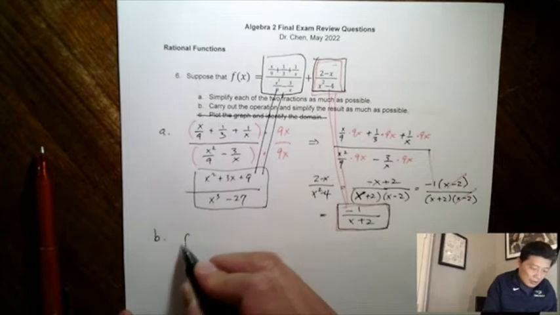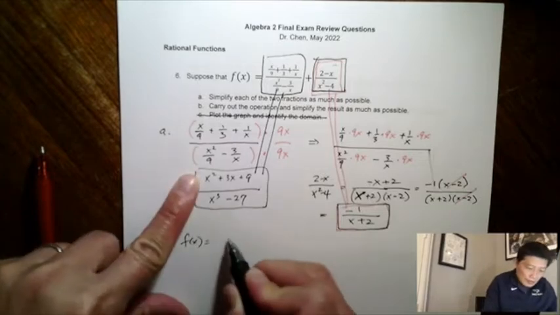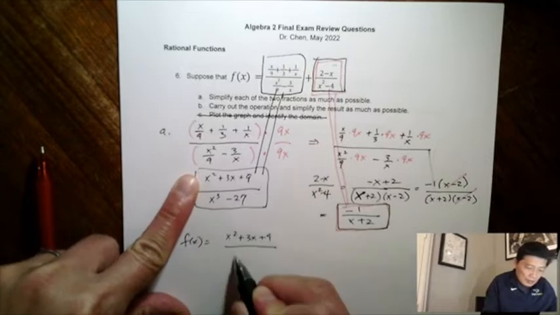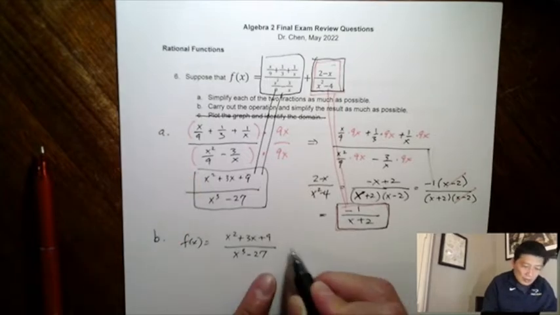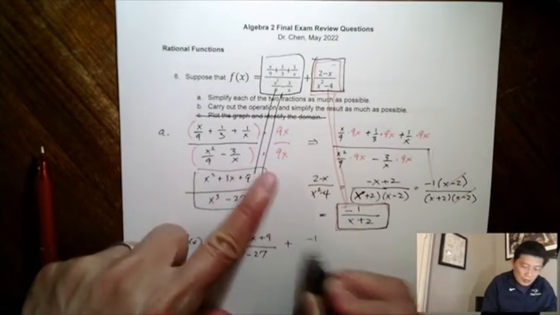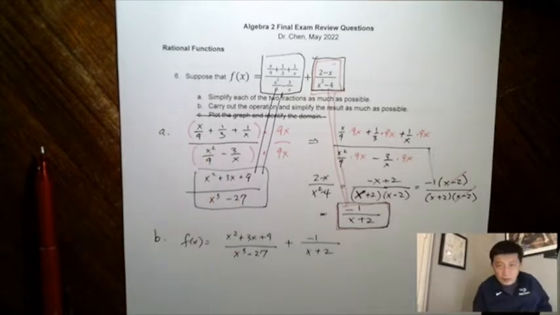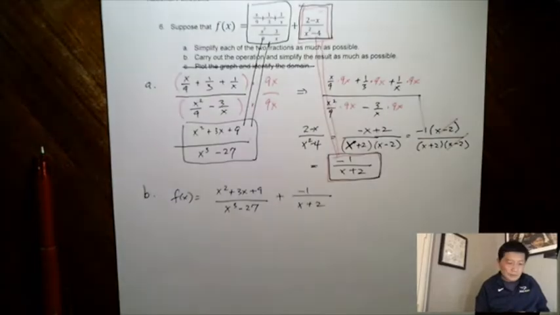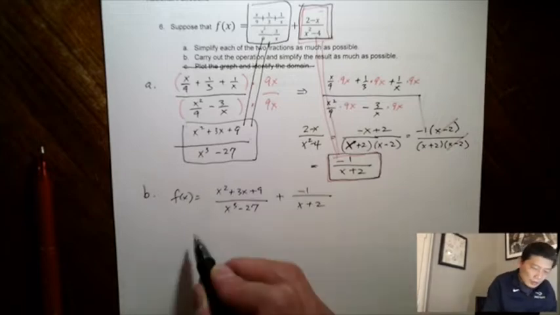I will have f of x is equal to taking this term right here, x squared plus 3x plus 9 over x cubed minus 27, and I'll add it to negative 1 over x plus 2, or essentially subtract, right? Essentially subtract. But you say, well, how do I then simplify this? All right, take a look at this.